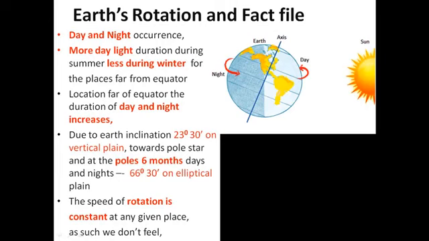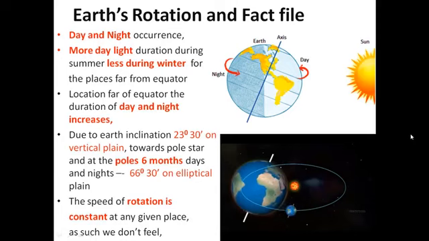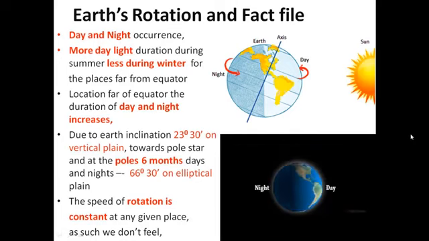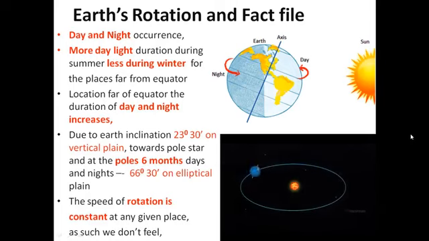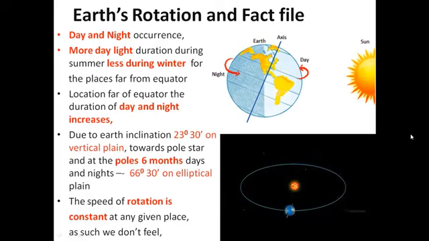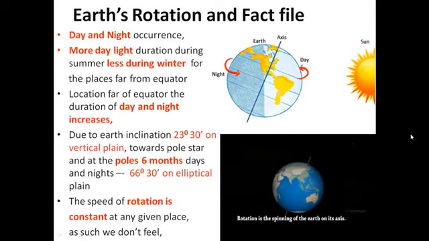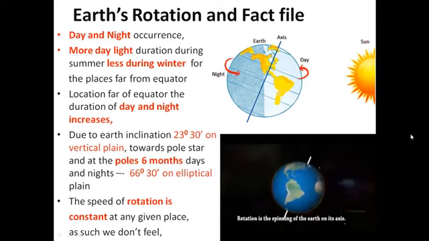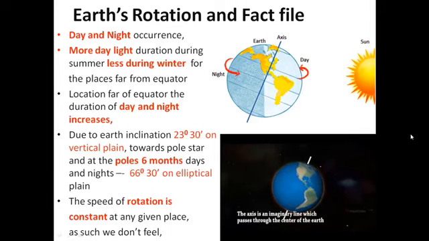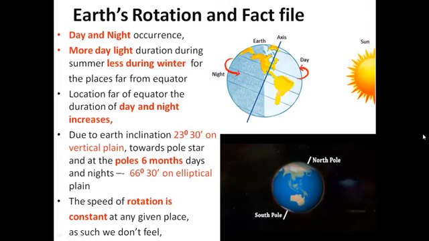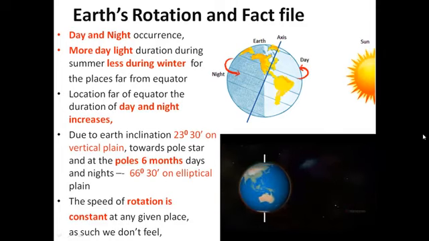Now we learn about Earth's rotation in detail and some facts. Day and night occurrence. As you can see, while Earth is rotating on its own axis, the occurrence of day and night happens. There is more daylight during the summer and less during the winter for places far from the equator. Earth rotates and spins on its own axis. As you can see, the axis connects the North Pole and the South Pole. At locations far from the equator, the duration of day and night increases.